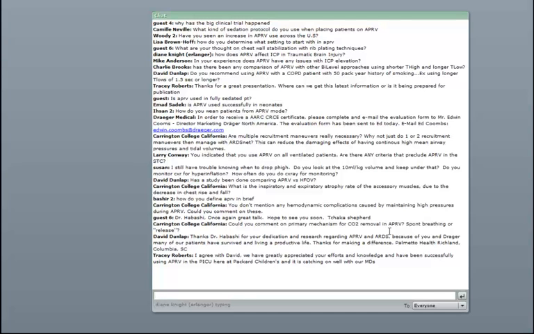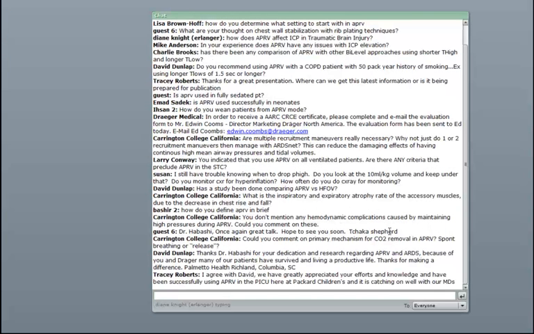Next question: are multiple recruitment maneuvers necessary? Why not just do 1 or 2 recruitment maneuvers, then manage with ARDSnet? This can reduce the damaging effect of having continuous high mean airway pressure. Well, in our experiments in our patients, we're not really seeing the damaging effect of continuous high airway pressure nor tidal volume. If you recall in the presentation, we used significantly higher tidal volumes than what is typically used in ARDSnet, 10 mLs, 15 mLs, and we didn't see that. In fact, we saw more lung injury in the ARDSnet model.